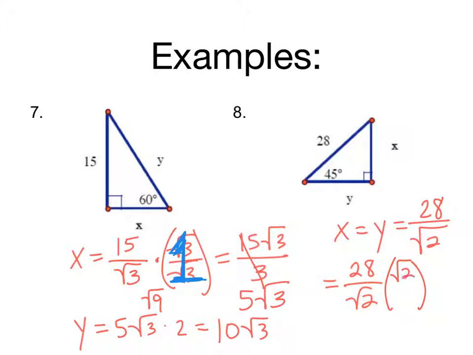So I'm going to multiply by root 2 over root 2, same thing, also equal to 1, and then I'm going to simplify it. So I'm going to have 28 square root 2 over 2. 2 does go into 28, 14 times. Both of the two legs on this last triangle have a length of 14 root 2.